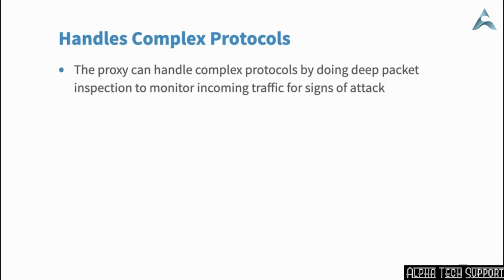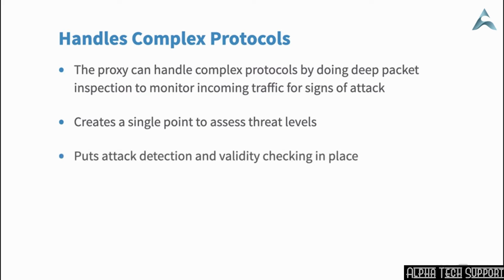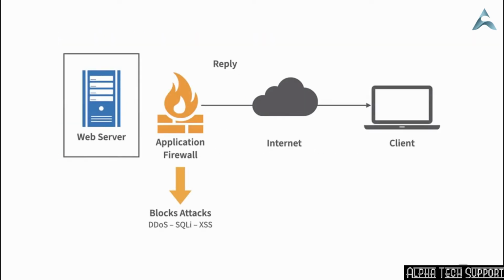The proxy can handle complex protocols by doing deep packet inspection to monitor incoming traffic for signs of an attack. It creates a single point to assess threat levels represented by application protocols and put attack detection and validity checking in place and will drop any suspicious data. Application layer firewalls can handle data requests and responses and control the execution of applications and block malicious code.